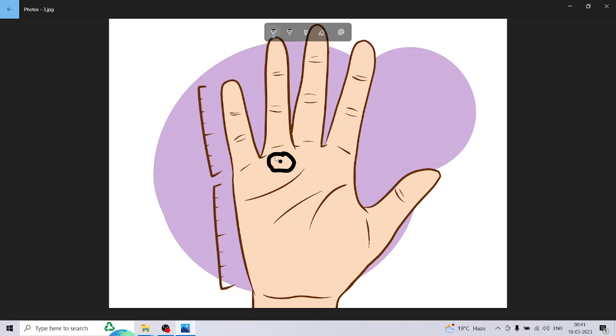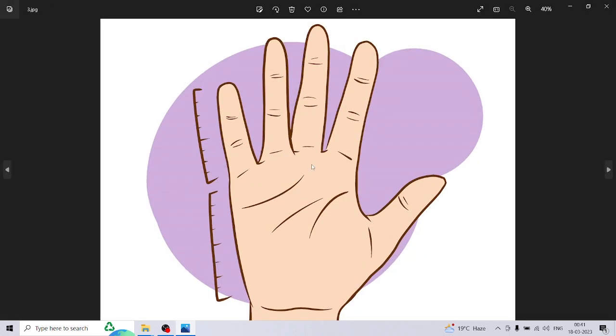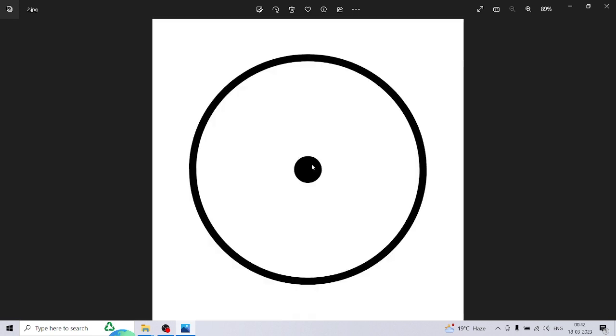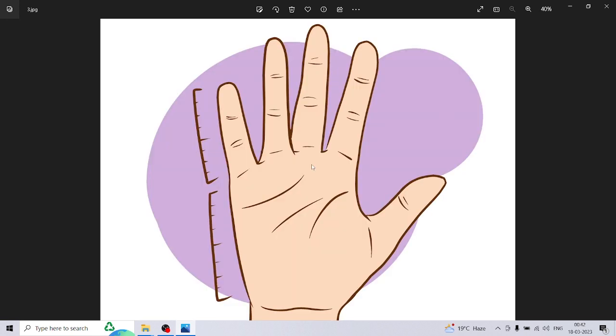So you take a red sketch pen and make the symbol below the ring finger, on the mount of Sun. In palmistry, it is known as the mount of Sun. So this becomes a very good remedy, guys. This one is for if you're lacking confidence, if you're lacking leadership capabilities. This is the sign of Sun. Remember this, guys, and make it below your ring finger on the mount of Sun.